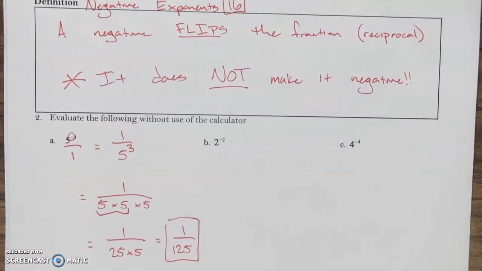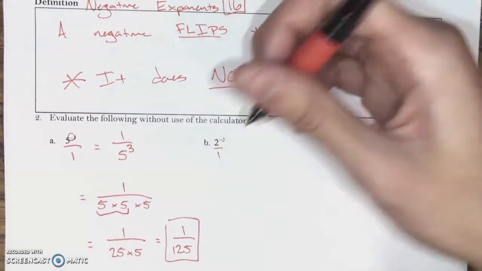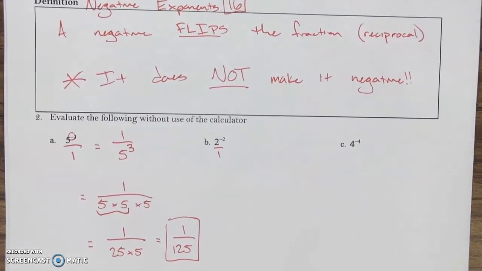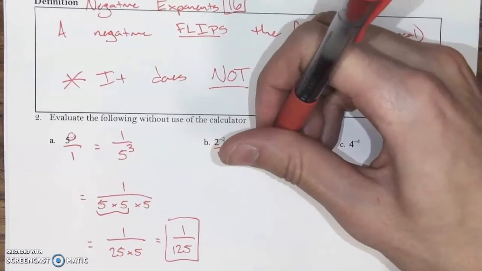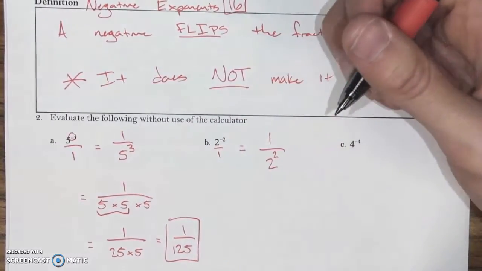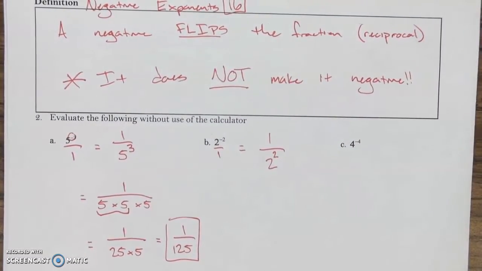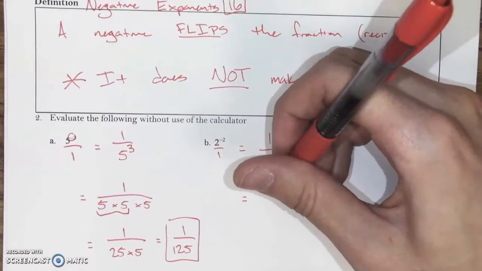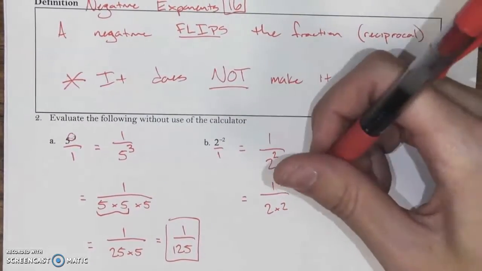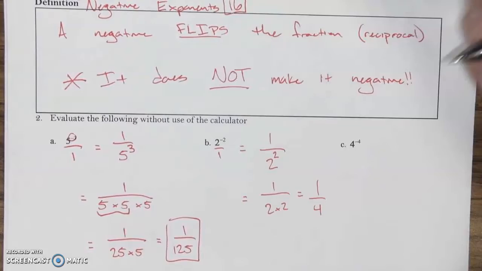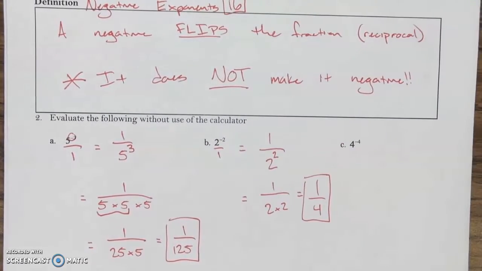Here we have 2 to the negative second. Again, we can always write numbers over 1, and then we flip the fraction and make the exponent positive. So this is the same as 1 over 2 to the positive 2. We know 2 to the positive 2 means 2 times itself, 2 times. And we know 2 times 2 is 4. So our solution, 1/4.